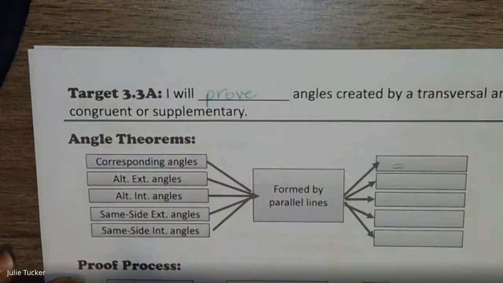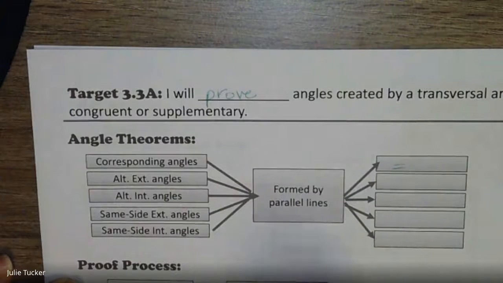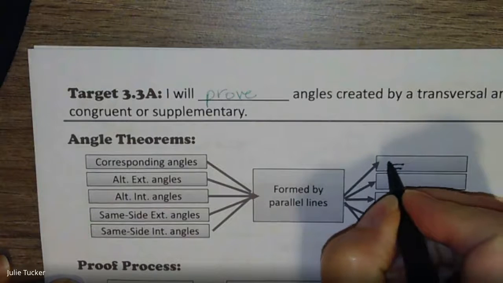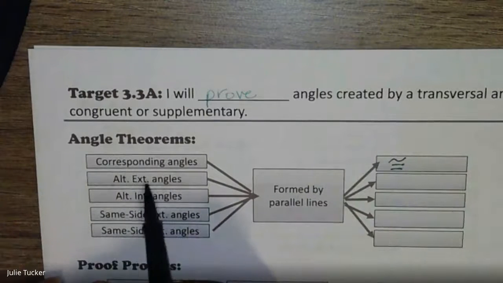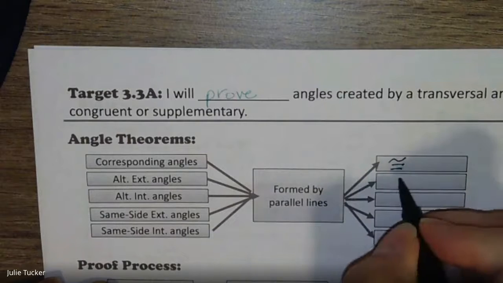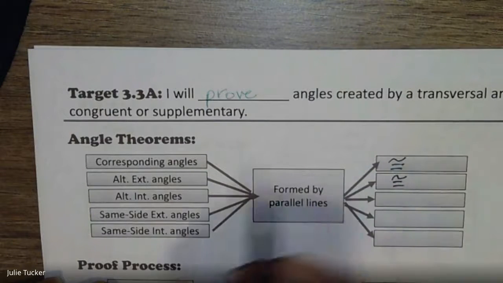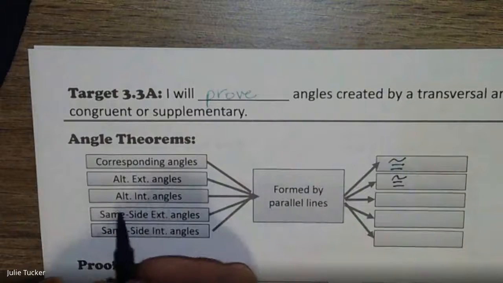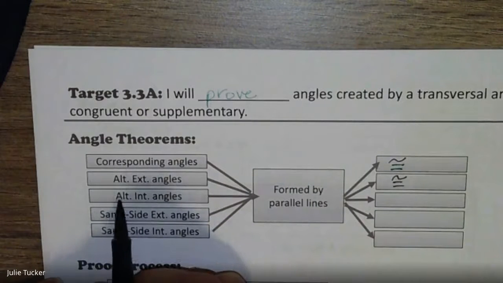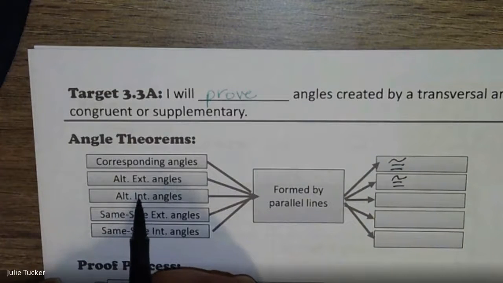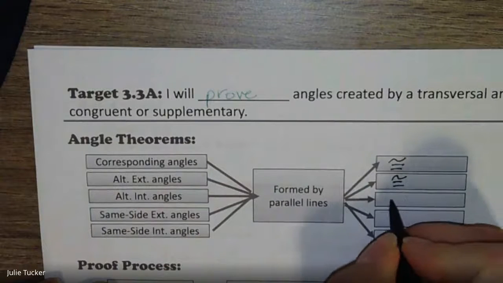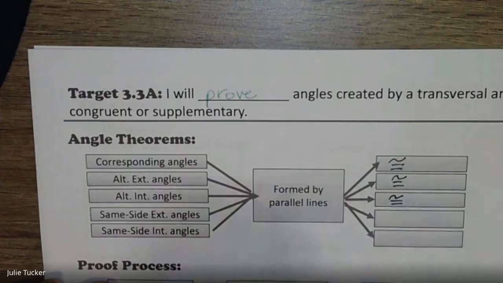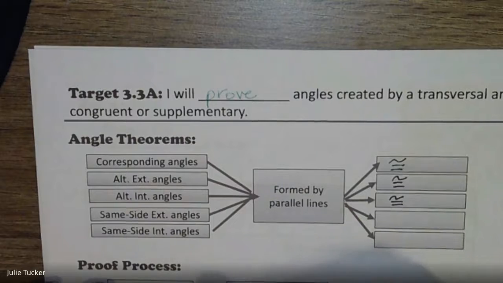So I'm going to write, here, let me get a better marker. I'm going to write the congruent symbol right here. Alternate exterior angles will also be congruent. Alternate interior angles. See how I'm abbreviating? Alternate is ALT and interior is INT. I abbreviate it like that because when you write the proof, it's hard to put a long word in the space that they give you. So I shorten the word, okay?